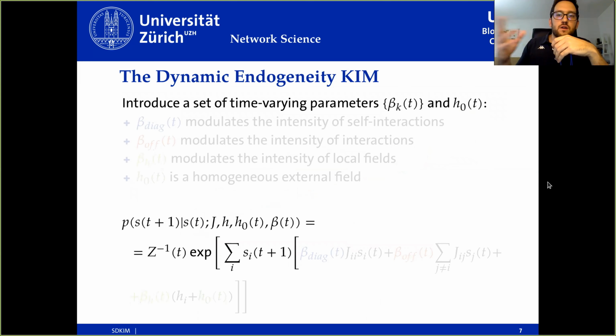Another score-driven kinetic Ising model that we propose is the dynamic endogeneity kinetic Ising model. And here the question is more like: what determines the outcome of the dynamics?